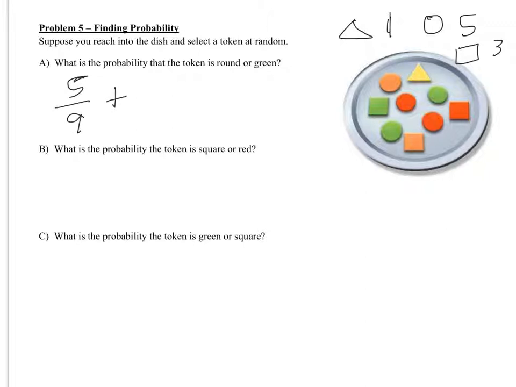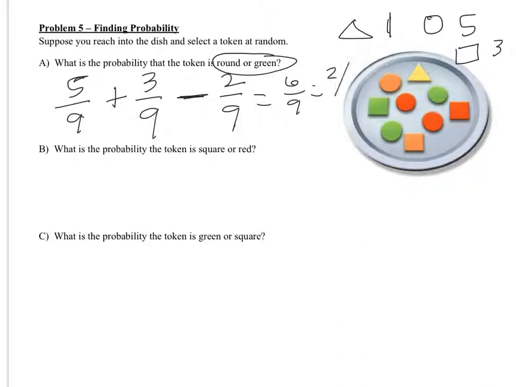Or, so I add the probability that it would be green. I have 1, 2, 3 green. So I'm adding the 3 green, so 3 out of 9. Now this is where, because they're not mutually exclusive, you have to subtract. What are we subtracting? We're subtracting where these two lie together. So that would be green and round. I have 2 that were green and round. So I subtract 2 out of 9. Now this is one way you could do this. So this becomes 6 out of 9, or else that's the same thing as 2/3.